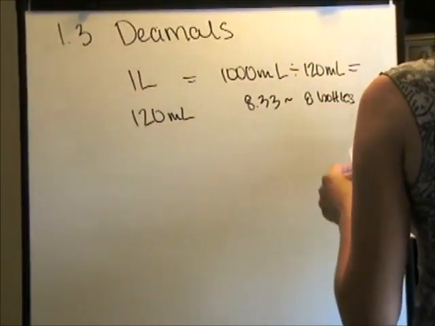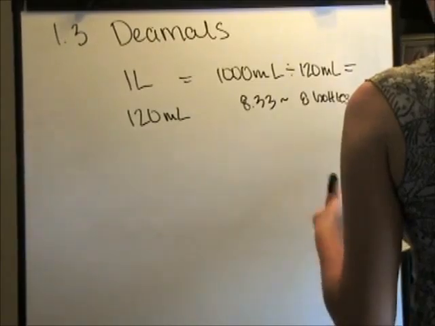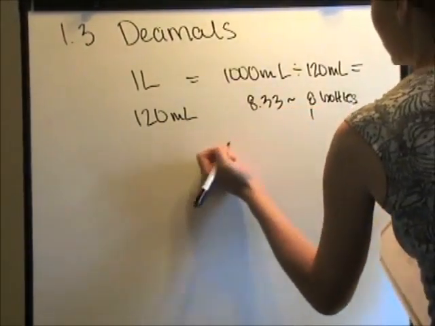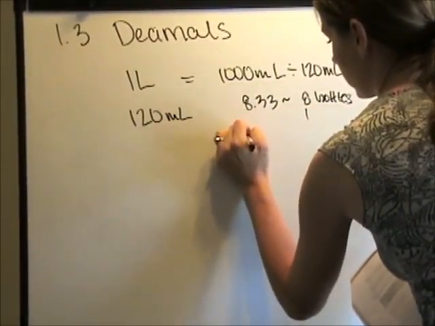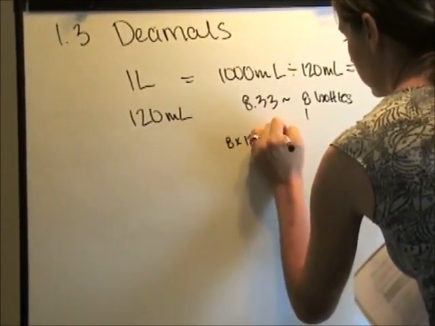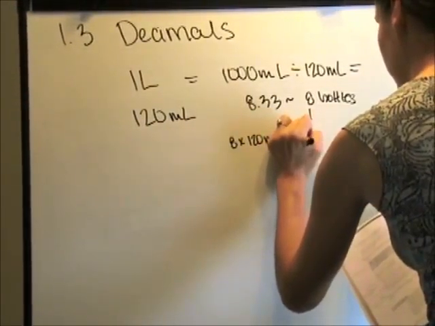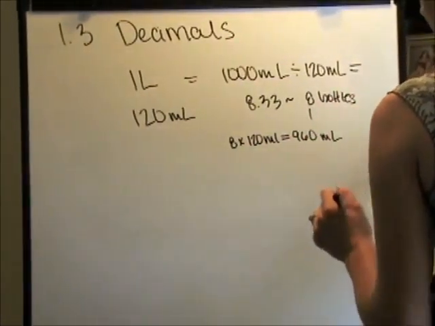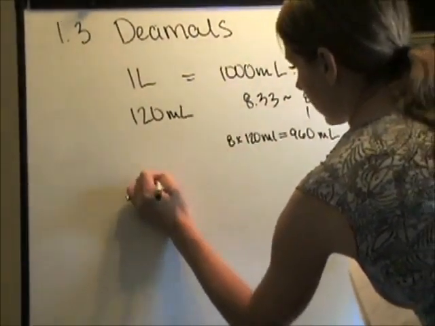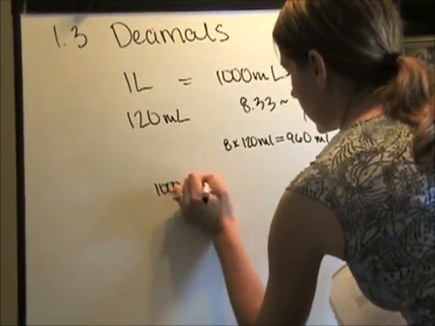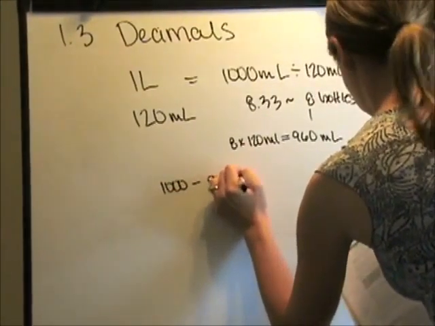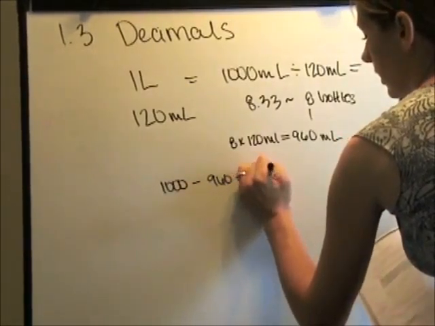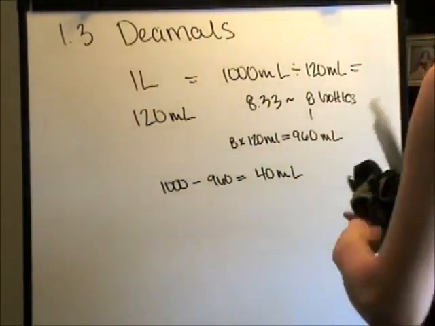So the second half of that question asks how much will be left over. Well, if we have 8 bottles, and we know that there's 120 milliliters in each bottle, we're going to multiply that together. That gives us 960 milliliters in those 8 bottles. We know that we started out with 1,000, so we're going to take 1,000 minus 960, and what we have left over is 40 milliliters.